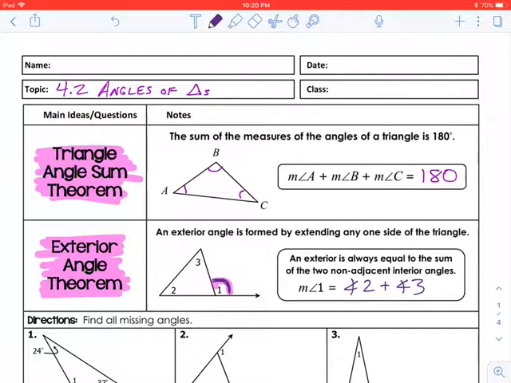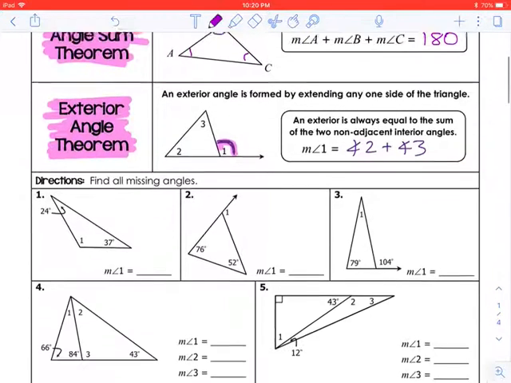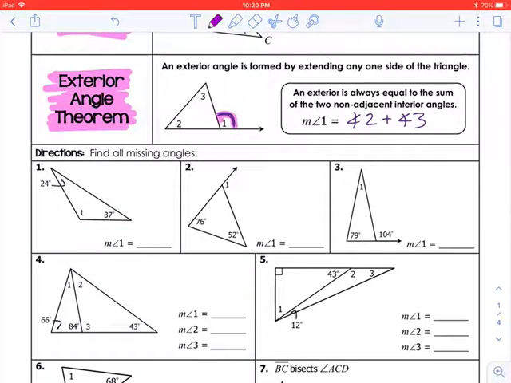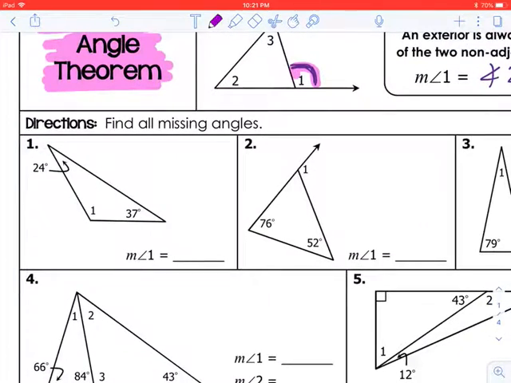Okay, so an exterior angle is always equal to the sum of the two non-adjacent interior angles. So let's use those two things to solve some missing parts. And again, I'm not going to highlight these, but these would be helpful to write down. So find all the missing angles.